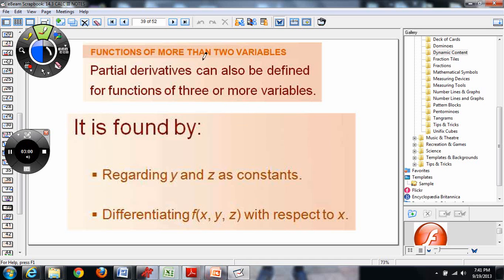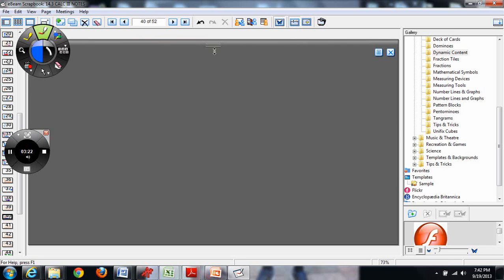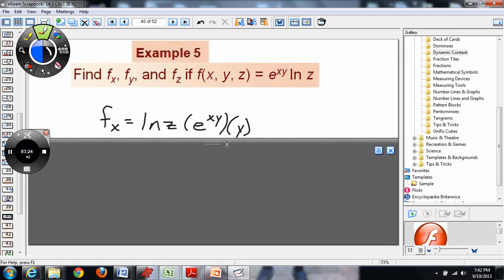Let's see. So when we have more than two variables, same deal. You just let all the other variables be the constants, other than the variable you're finding the partial derivative with respect to. So, like this one here, example 5, we have this particular function. So if I was going to find the partial derivative with respect to x, then I would just treat the natural log of z, of course, as a constant. I would rewrite this, e raised to the xy, and then the derivative of the inside, which would just be times the y.